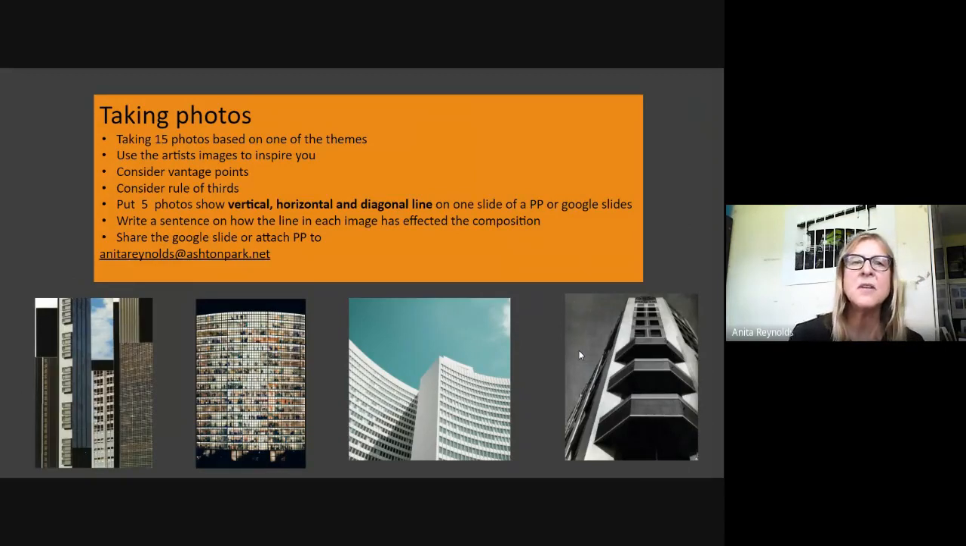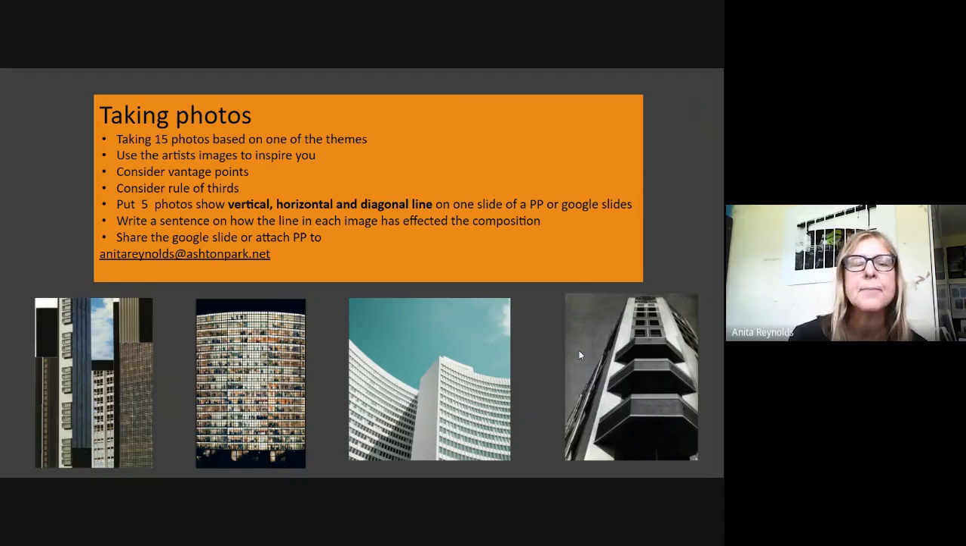Okay, so after you've done that research and thought about how line affects the composition of your image, what I would like you to do is take 15 photos based on the theme that you chose. So either tower blocks, architecture, urban decay, or reflections. I want you to consider in these how line affects the composition of each of your images. So I want you to take 5 photos showing vertical lines, 5 photos showing horizontal lines, and 5 photos showing diagonal lines.